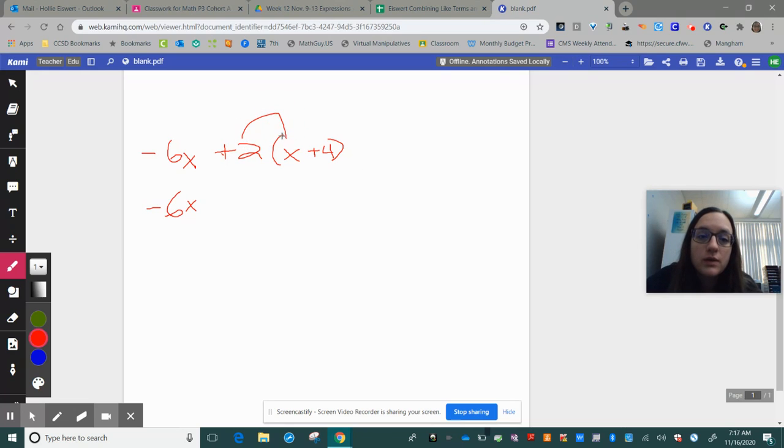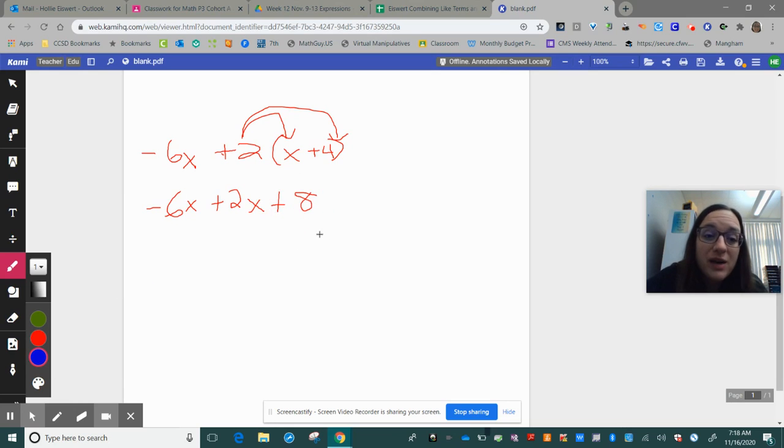So we're going to distribute that 2 to the x and the 2 to the 4. Now, why do we distribute first rather than add? It goes back to order of operations. We have to multiply before we add or subtract. So we're going to use the distributive property to multiply. 2 times x is a positive 2x. 2 times 4, beautiful, easy, positive 8.